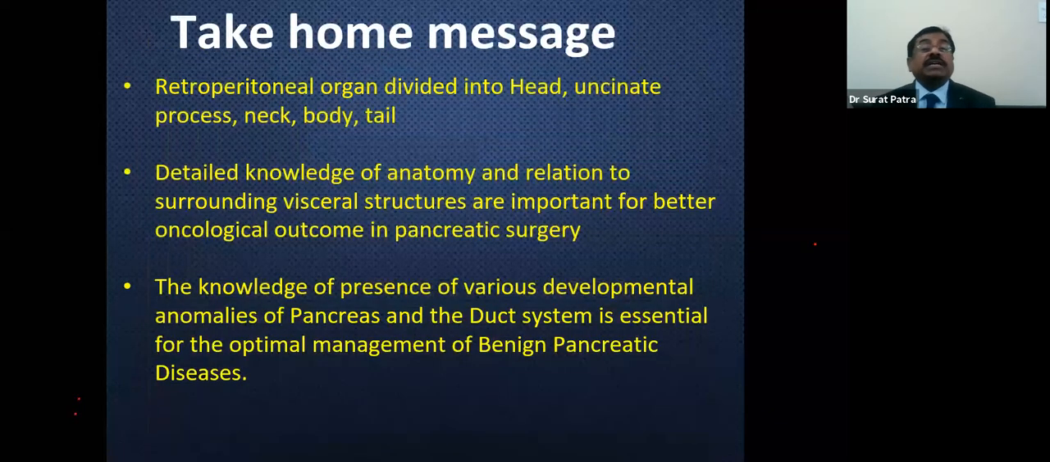The take-home message is the pancreas is a retroperitoneal organ divided into head, uncinate process, neck, body, and tail. Detailed knowledge of anatomy and relation to surrounding visceral structures are important for better oncological outcome of pancreatic surgery, for that matter, for any pancreatic surgery. The knowledge of the presence of various developmental anomalies of the pancreas and the duct system is essential for the optimal management of benign pancreatic disease.